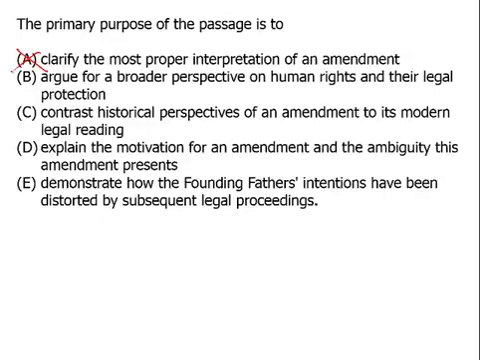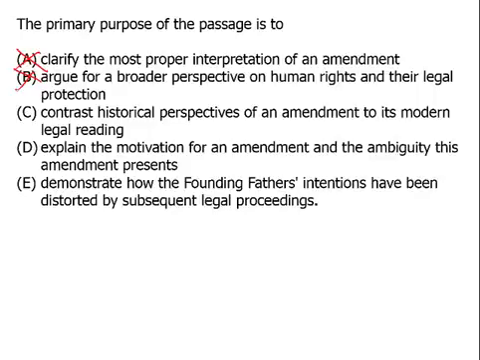B says, argue for a broader perspective on human rights and their legal protection. Well, the passage does talk about legal rights, but it really is very specifically about the Ninth Amendment. It's not about the larger issue of human rights in general. So B is not correct. C, contrast historical perspectives of an amendment to its modern legal reading. Okay, well, that one is promising. We'll go back to this. D, explain the motivations for an amendment and the ambiguity this amendment presents. This is also promising. We'll go back to that.